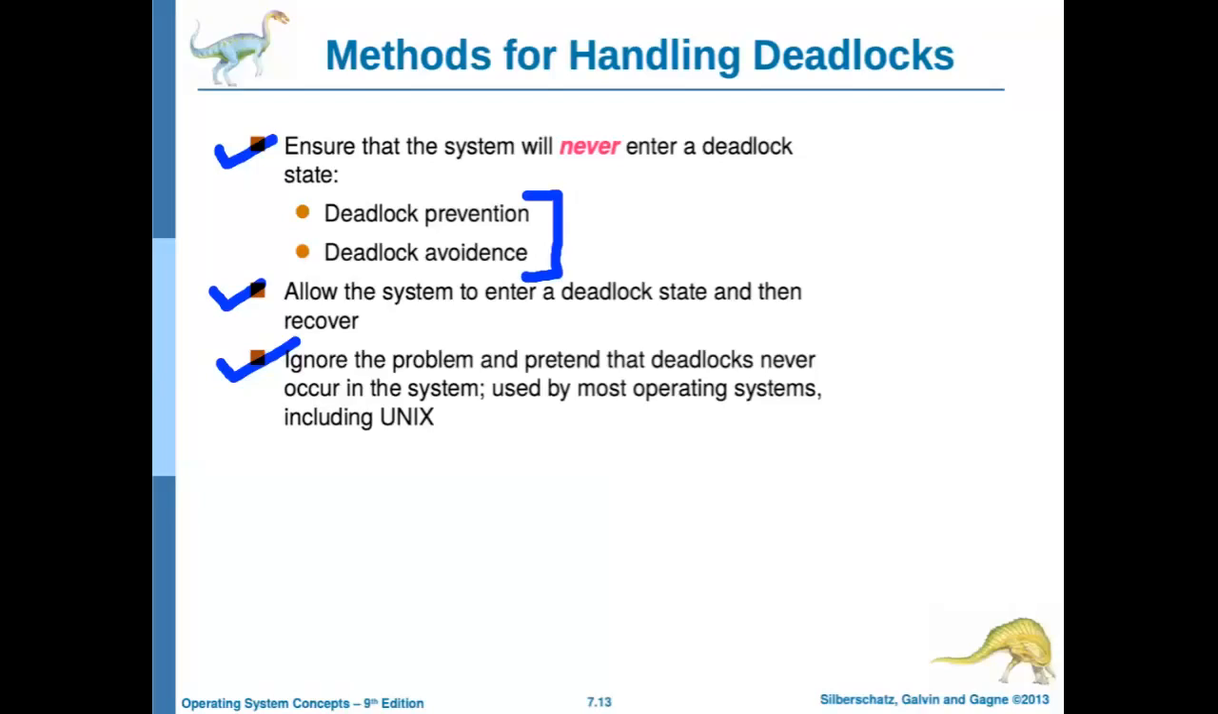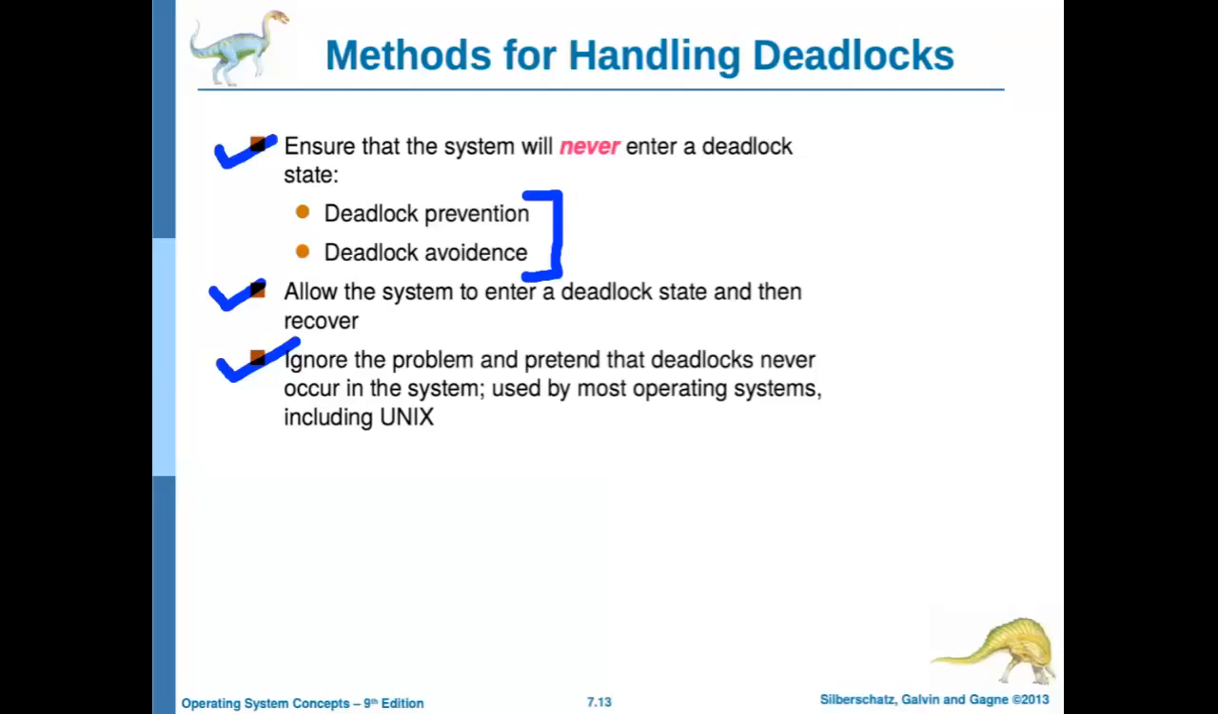And the third one is simply ignore the problem. Okay, the operating system will pretend like deadlock never occurs in the system, and it will proceed further. So neither will it try to recover from a deadlock, nor will it try to ensure that deadlock won't occur. Okay.